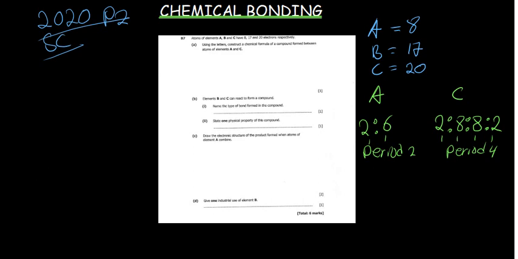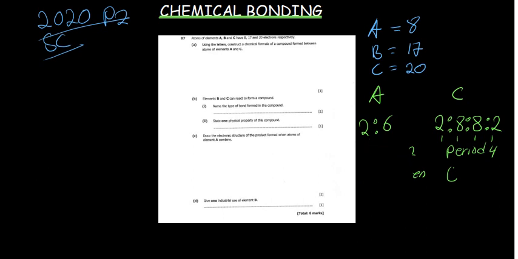So for A, it has 6, meaning it's in group 6, and group 6 elements are called chalcogens. Then when we go to C, it has 2 in the outermost energy level, that's the fourth shell, meaning it's in group 2, and those are alkaline earth metals.